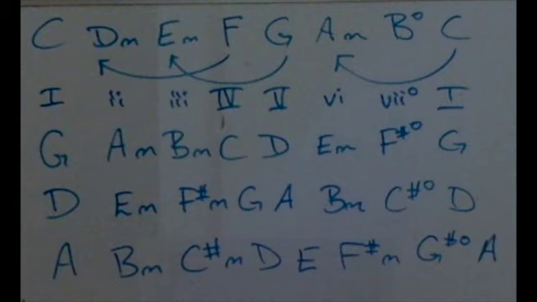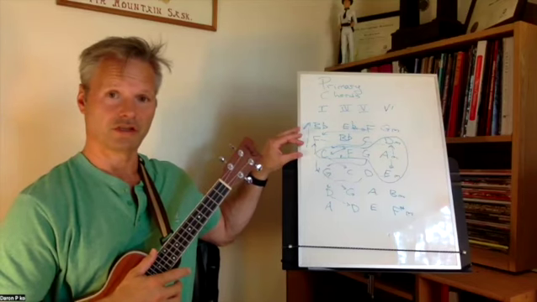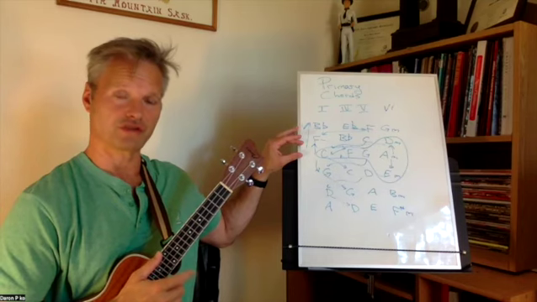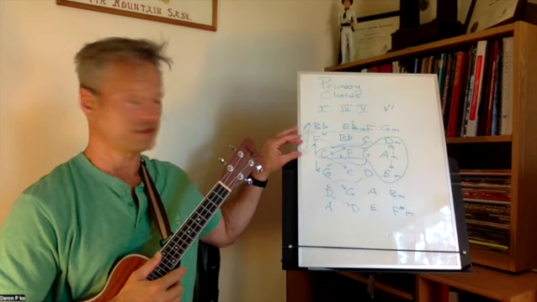You notice I left out the B. It's diminished and we're not doing those yet. So practice the key of C with those 2 extra minors. Now you have 3 majors, the primary chords, 3 minors, the secondary chords.